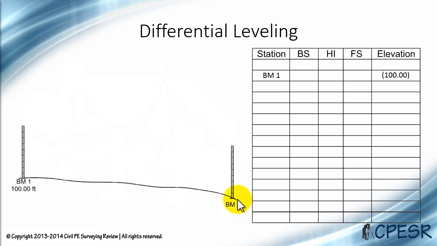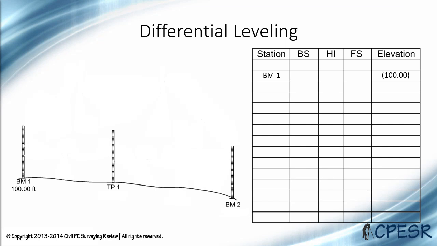Go to benchmark number 2. Let's say that you don't know what this elevation is, and the distance between these two is a long way. You cannot take a clear shot to this. So what do you have to do? You have to set up intermediate points. That's what we were talking about with turning points. So let's say we have a turning point right here. Let's say this is 200 feet from benchmark number 1. This is just an arbitrary example, but let's say it was. So you'd have to have a turning point.